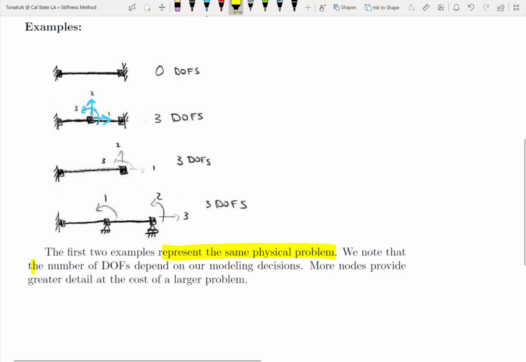However, we note that the number of degrees of freedom depends on our modeling decisions, so we can add more nodes to provide greater detail at the cost of making the problem more difficult to solve.